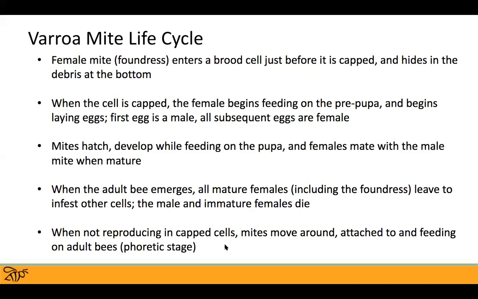When they are not reproducing in capped cells, the adult females will move around the colony. They can attach themselves to adult bees, and they will feed on these adult bees and use them to move around and find new brood cells to infest. So we call this the phoretic stage, which basically means the travel stage.